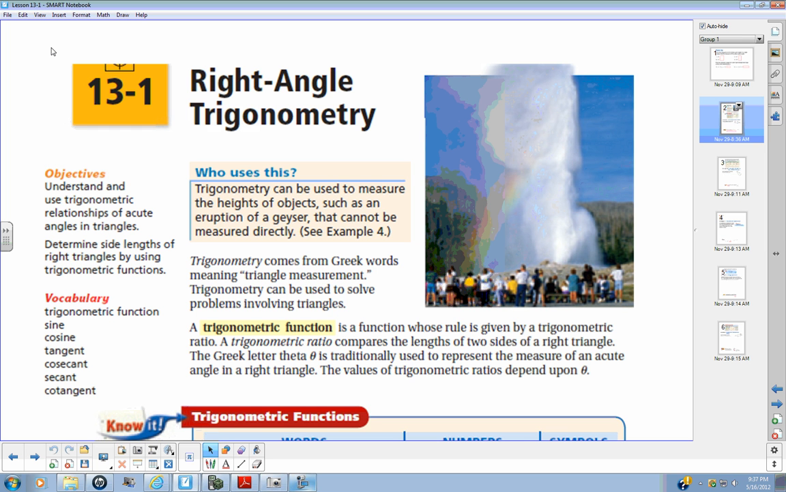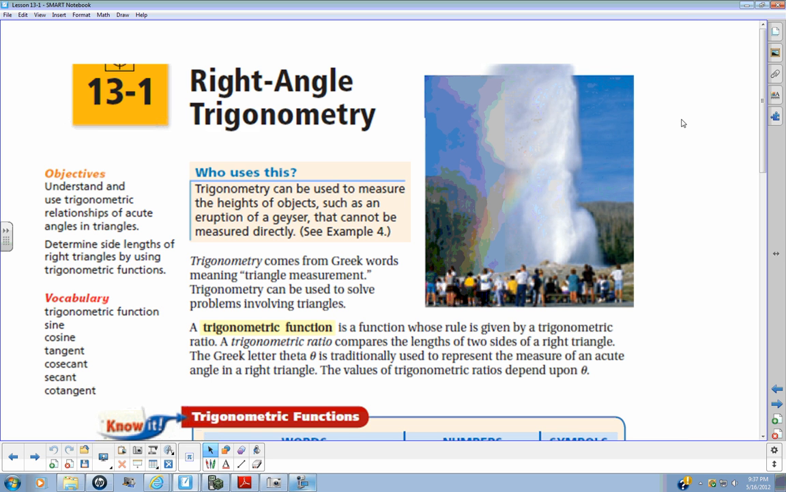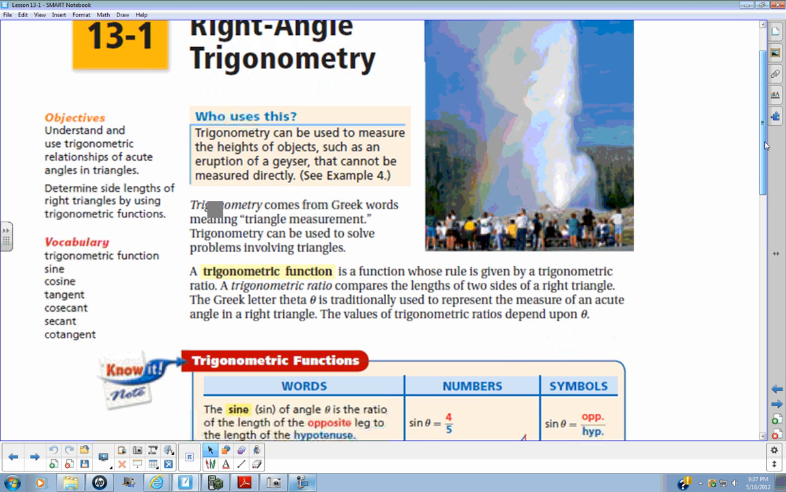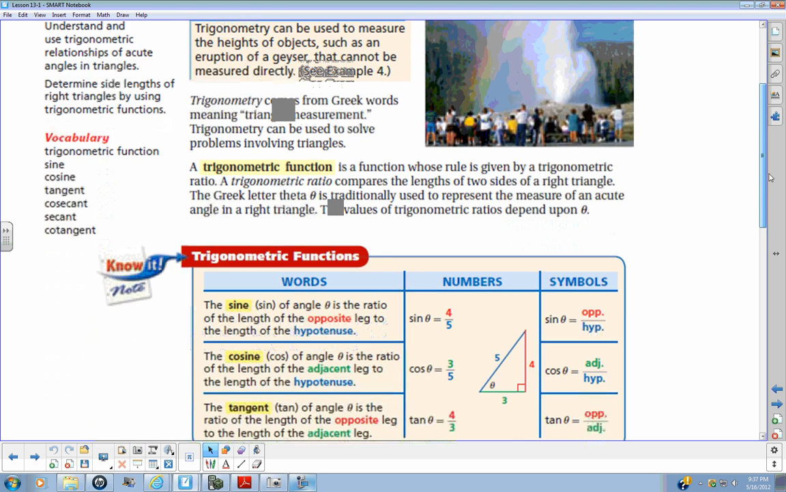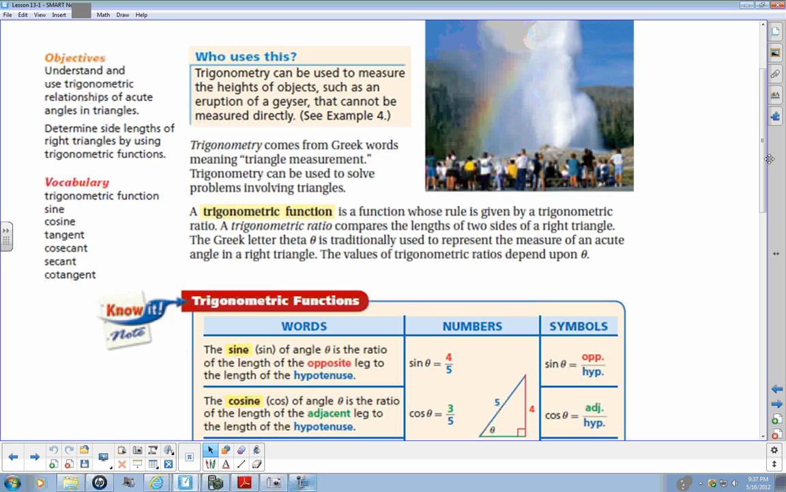Here we're going to do chapter 13 and lesson 13.1, talking about right triangle trigonometry. Trigonometry comes from the Greek word meaning triangle measurement, and it can be used to solve problems involving triangles. A trigonometric function is a function whose rule is given by a trigonometric ratio, and that ratio compares the length of two sides of a triangle.